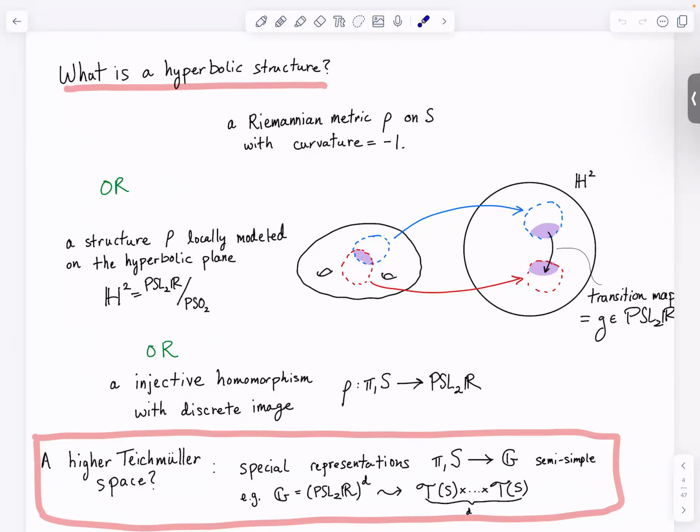So what's a higher Teichmüller space? It's some sort of space, let me be vague, of special representations of the fundamental group of S into some higher rank semisimple Lie group G. And the only example I will talk about specifically at the end of this talk is the case where G is the product of D copies of PSL2R. For this group, a natural higher Teichmüller space that occurs is the product of D copies of Teichmüller space, so D-tuples of hyperbolic surfaces. Okay, so that's what I'll try to get to at the end.